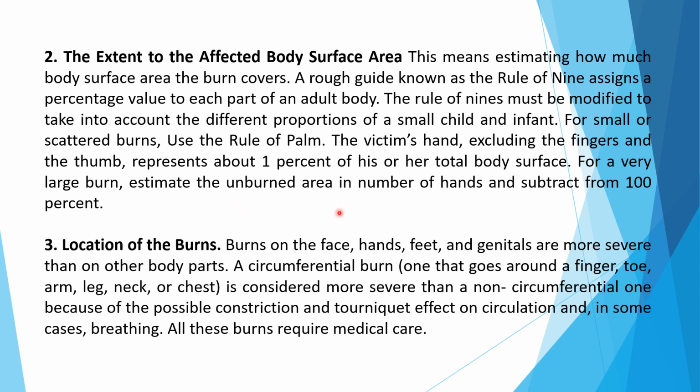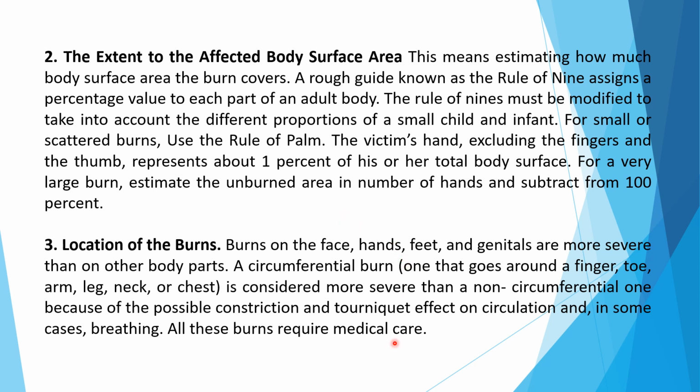So, rule of 9 is used here. For example, only the two hands are not burned. So, 9% and 9%, that is 18%. 100 minus 18%, that would be, how much? 82% is the burned area of the patient.